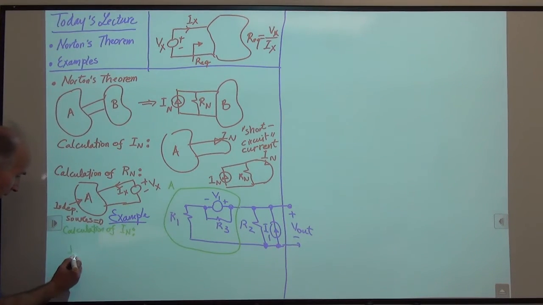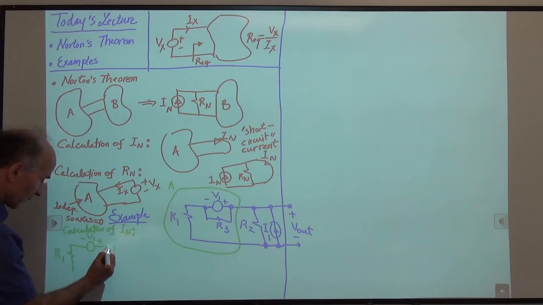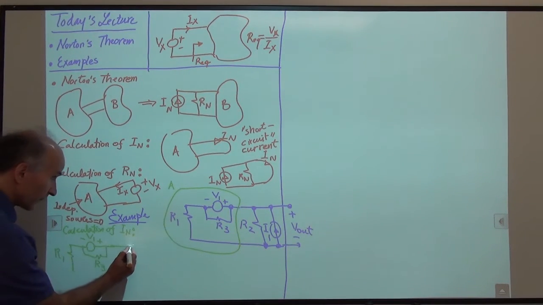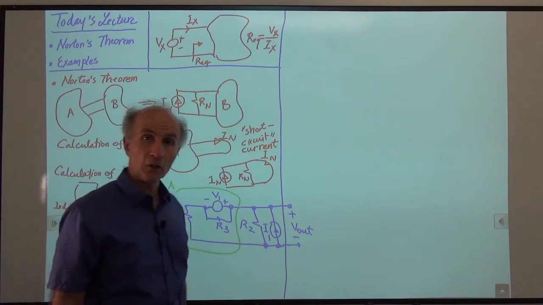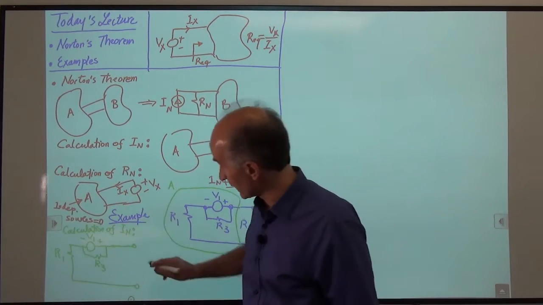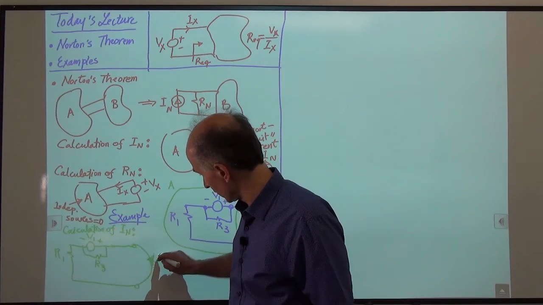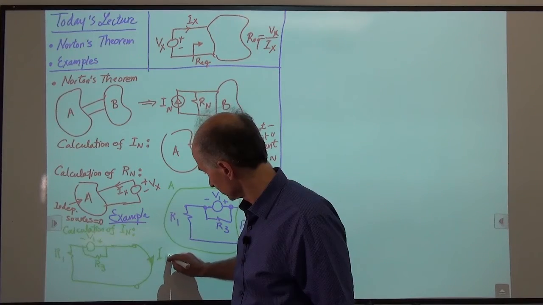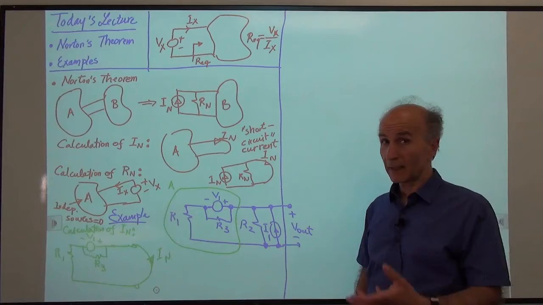Okay, so we have R1, then we have V1, then we have R3, and that's all we got, right? And now Norton says put a short circuit between the two wires. So let's put the short circuit here. And Norton says find this current and call it IN. So that's our job. It is likely that there will be a current there.